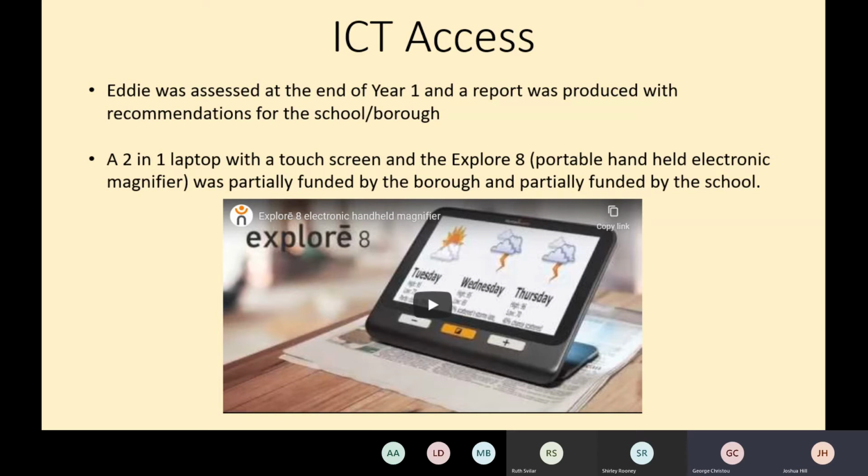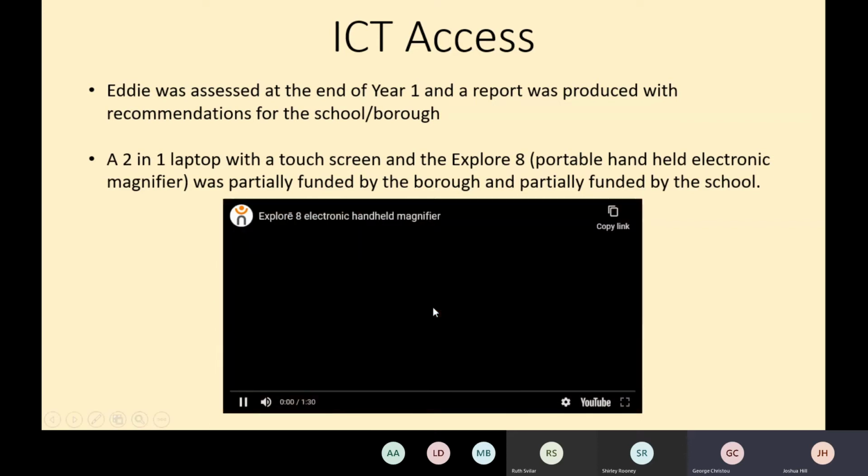We have a little video here from the company that's created the product. It's called the Explore 8 from Humanware. Let's have a look at that.